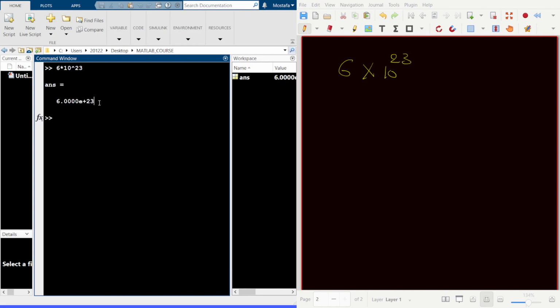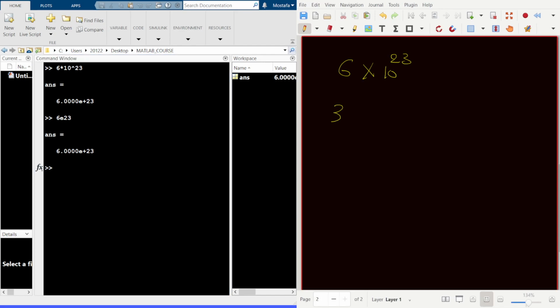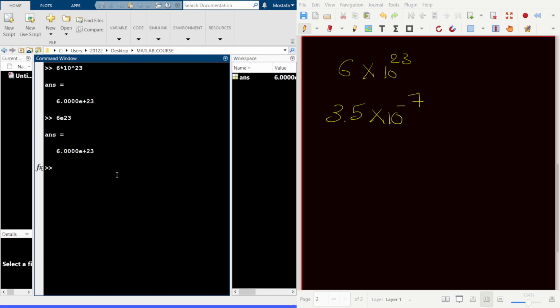But as you see, the way that MATLAB wrote it in the answer variable is the one that we recommend to use. And that's basically 6e23. And that gives us 6 times 10 raised to power 23. Let's write another number, maybe 3.5 times 10 raised to power negative 7. And again, using the E notation, this would look like 3.5e-7. So that's an easy way to write numbers in the scientific notation.